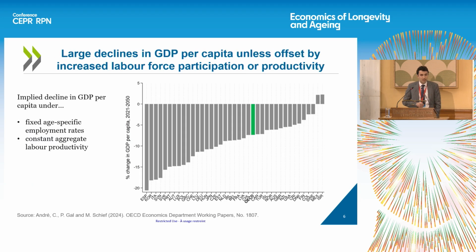In fact, that's the graph that Alvaro has shown earlier. So we can see that for the OECD as a whole, those demographic trends would imply a decline in GDP per capita of around 7% between 2021 and 2050. However, that 7% number for the OECD as a whole hides a lot of cross-country heterogeneity. And for some countries, notably Spain, Korea, Italy, but also Greece, those numbers could be quite a bit larger, exceeding minus 15%.